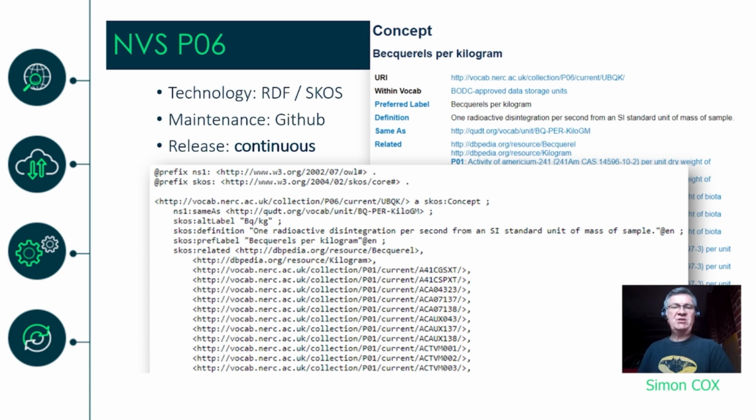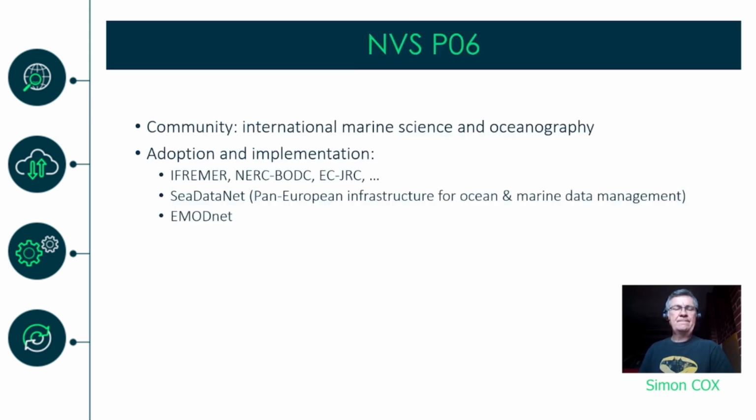And here's the SKOS serialization of becquerels per kilogram. Note that there is also a link to the QUDT definition, so a formal structured definition could be got to from here. As mentioned, NVS comes from the international marine science and oceanography community. It is comprehensively used in operational systems within that community, particularly by the European members. But NVS is also used as a reference point for definitions by the entire international Earth and environment science community.